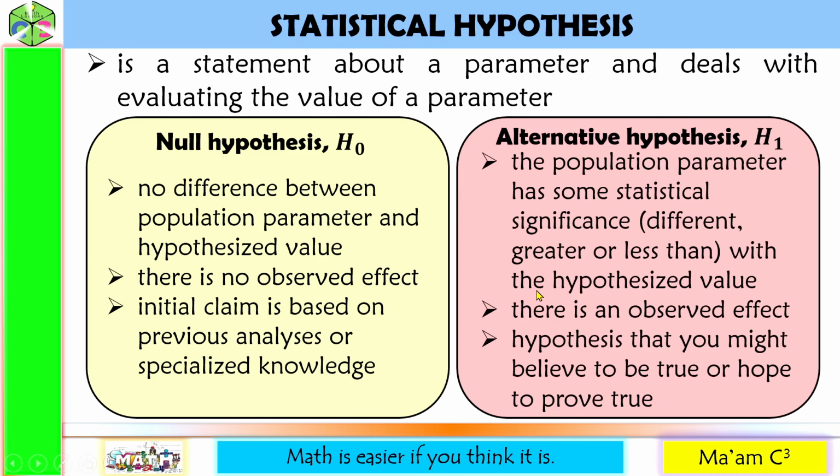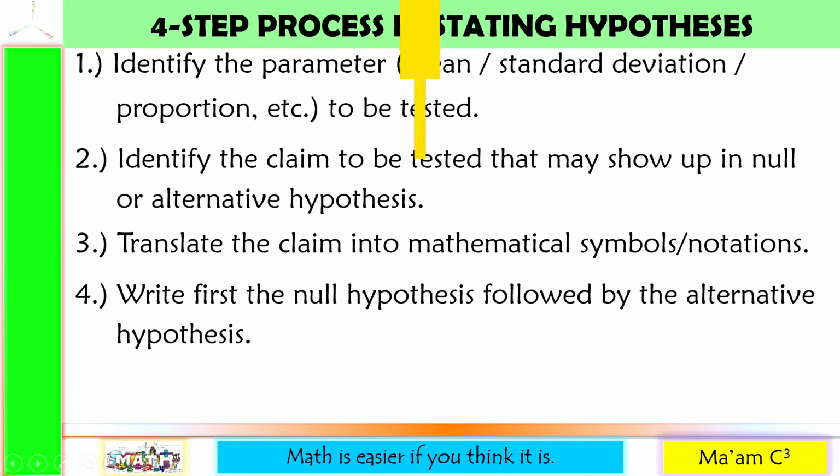On the other hand, for the alternative hypothesis, denoted by H sub 1, the claim is that the population parameter has some statistical significance. It could be different from, greater than, or less than the hypothesized value. There is an observed effect, and this is the hypothesis that you might believe to be true or hope to prove true. There are 4 steps in stating the hypothesis.